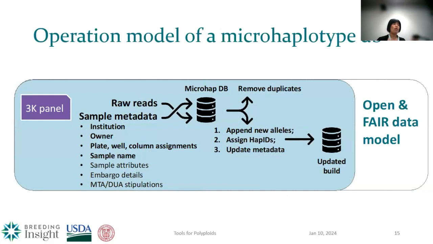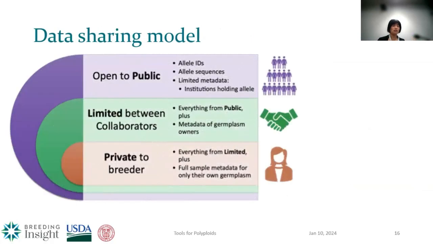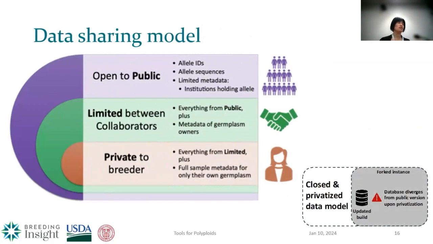We want these resources to benefit the whole public, so we're thinking that we will operate under the FAIR data model. This is the way to interpret and to talk with the database. The data sharing model is such that some data will be open to the public, some will be limited to collaborators, and some will be private to the breeders, so that anybody will feel safe sharing data at their own comfort level.